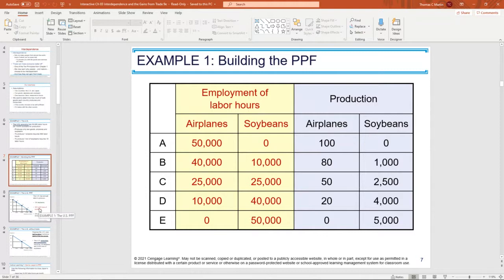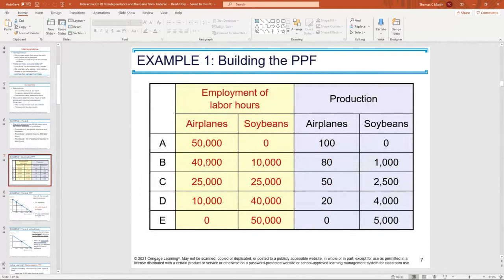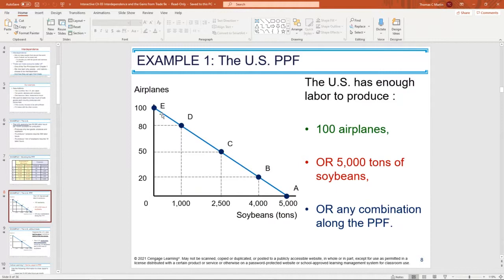So when we break it down, if we put it on two axes, we put the soybeans on the x-axis, the airplanes on the y-axis, and we could go back to this, because what it's telling us is if we use 40,000 hours on airplanes to produce 80 airplanes, we can use 10,000 hours for soybeans and produce 1,000 tons of soybeans. So we're going to produce directly on the curve based on the information that we have. But that information we received on the previous chart is just plotted here. And this shows us a linear curve.